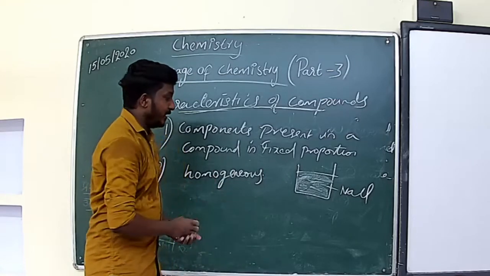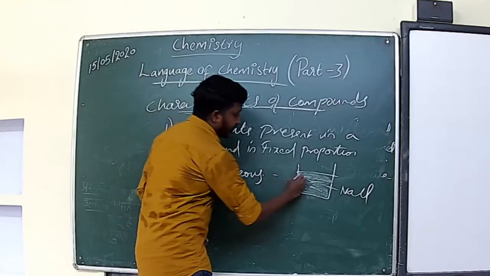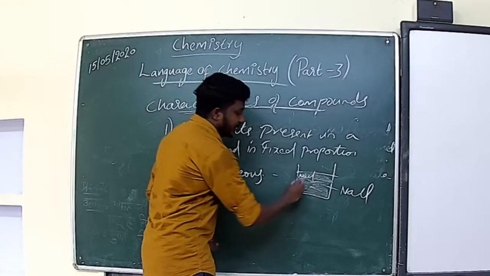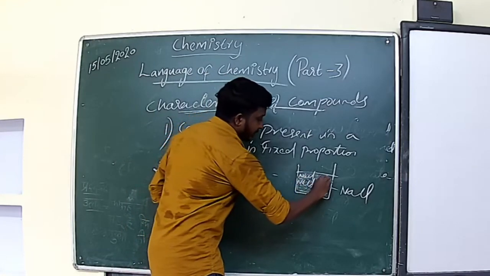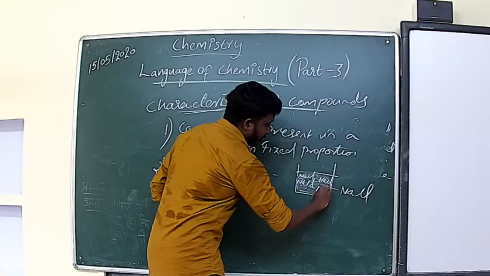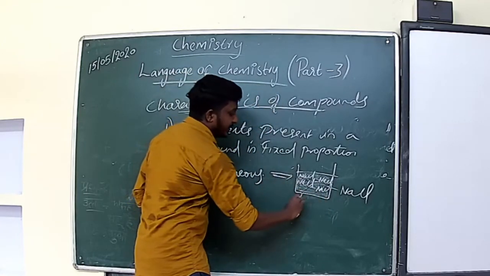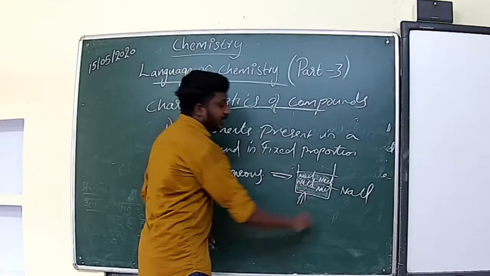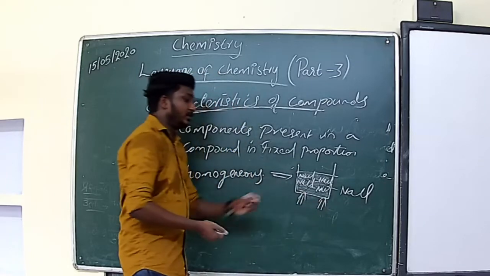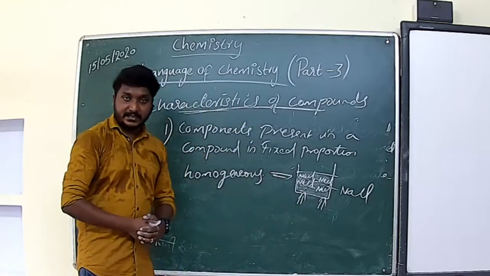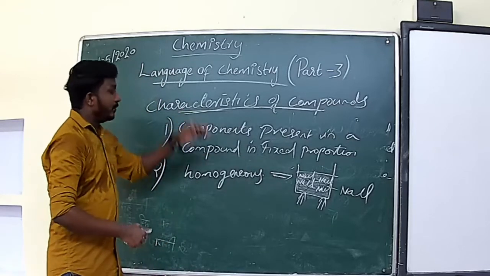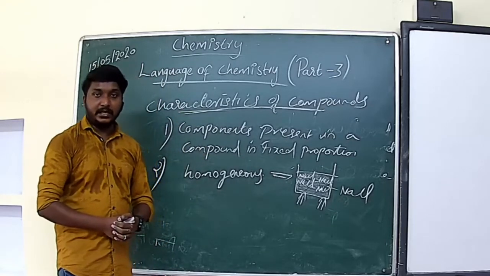Or another way we can explain: from wherever you see, an NaCl solution has a number of NaCl molecules present. From wherever you see, you can see one type of molecule, that is NaCl, because it is uniformly distributed. So we can say compounds are homogeneous. Clear all of you?